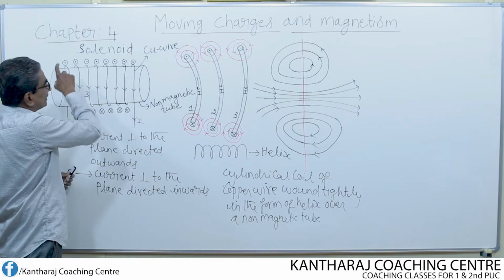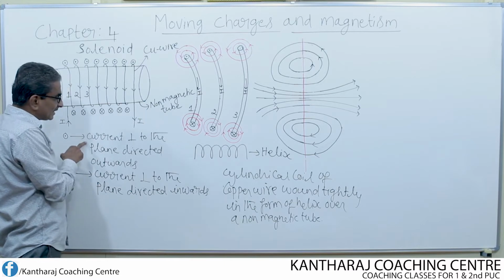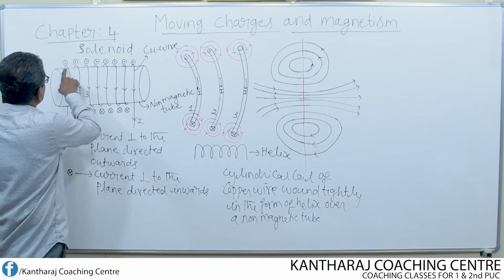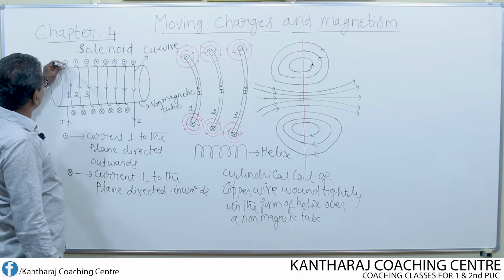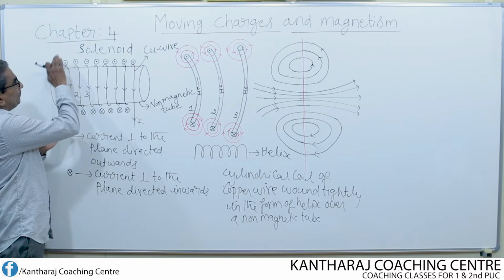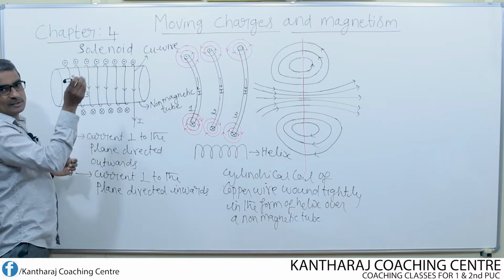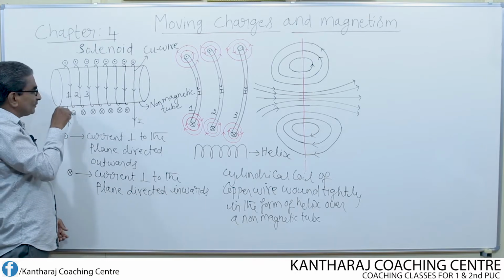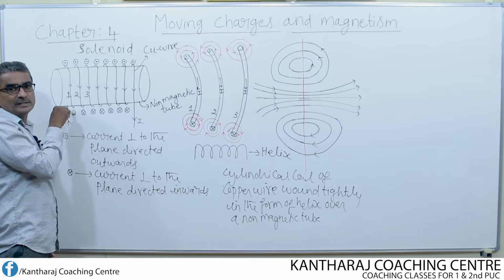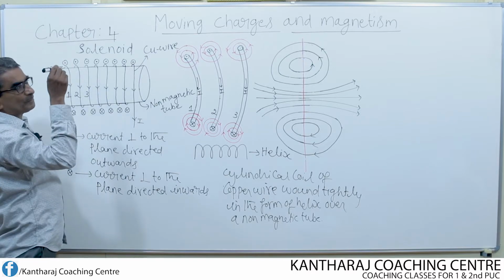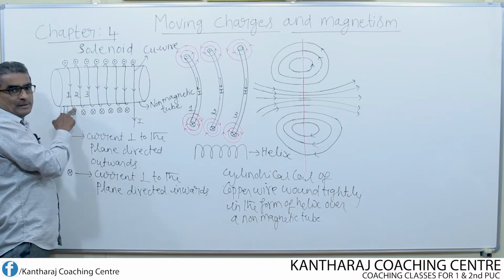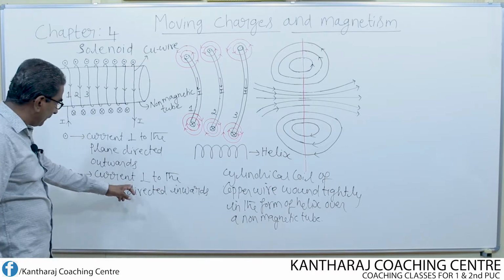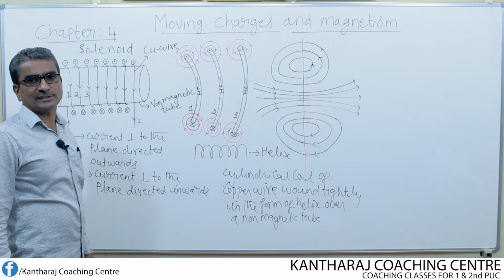What does the dot inside the circle represent? The dot inside the circle represents current perpendicular to the plane directed outwards. That means at the top of this turn the current comes out like this, perpendicular to the plane of the figure. The same current through the same turn at the bottom flows inwards, once again perpendicular to the plane of the figure. So from the top it comes out perpendicular to the plane, then from the bottom it goes in. So this symbol represents current perpendicular to the plane directed inwards.